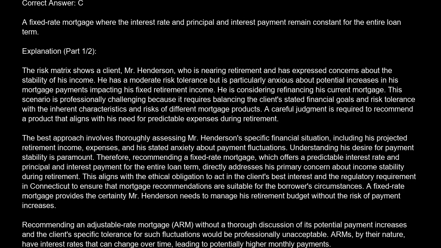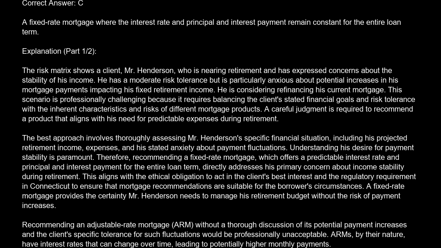The correct answer is C, a fixed-rate mortgage where the interest rate and principal and interest payment remain constant for the entire loan term. Explanation: the risk matrix shows a client, Mr. Henderson, who is nearing retirement and has expressed concerns about the stability of his income. He has a moderate risk tolerance, but is particularly anxious about potential increases in his mortgage payments impacting his fixed retirement income. He is considering refinancing his current mortgage.